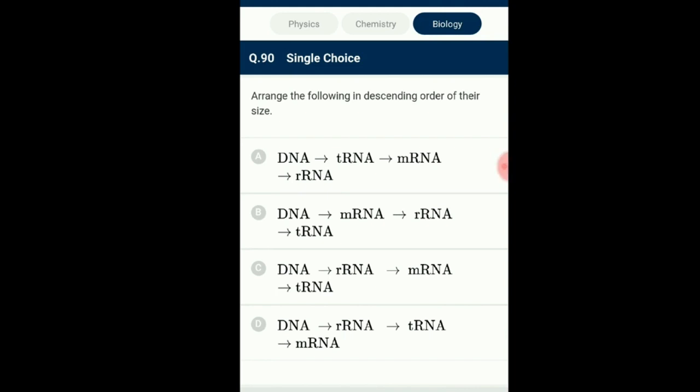The RNA which in combination with protein forms ribosomes is the ribosomal RNA. It forms 80% of the RNA of the cell. It is smaller than mRNA but larger than transfer RNA. The RNA which carries amino acids from the cytoplasm and transfers them to the growing peptide chain is called tRNA. It is the smallest RNA. So the answer for this question is option B. DNA is first in order based on size.